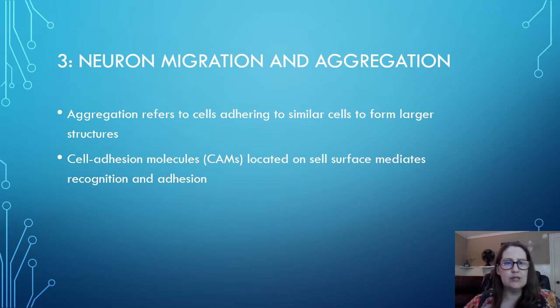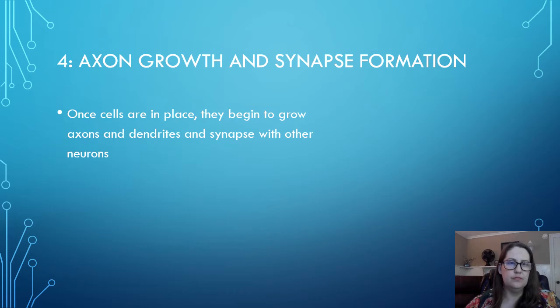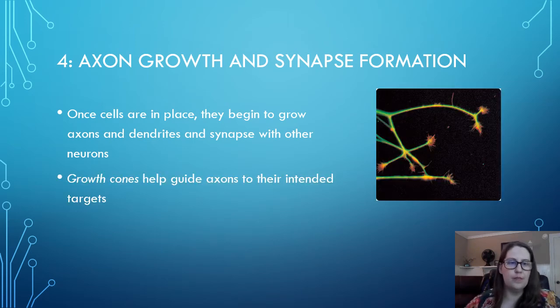And so this, in addition to migration and aggregation, together forms the third stage of neural development. The fourth stage of neural development is axon growth and synapse formation. So once all of the cells in our nervous system are in the place that they will continue to reside, they need to start to grow their axons. Remember those long connections that connect to other neurons. And of course, they need to know which other neurons to connect to. So this is quite an important process.